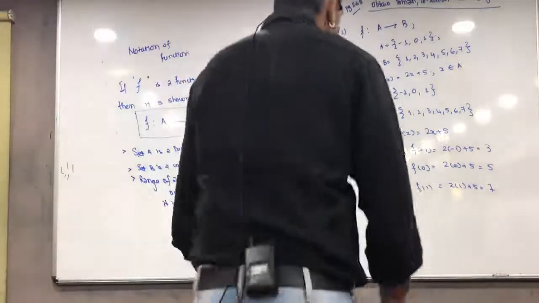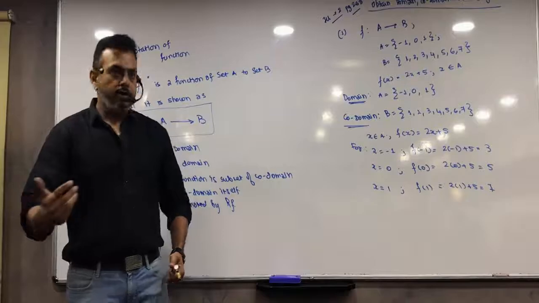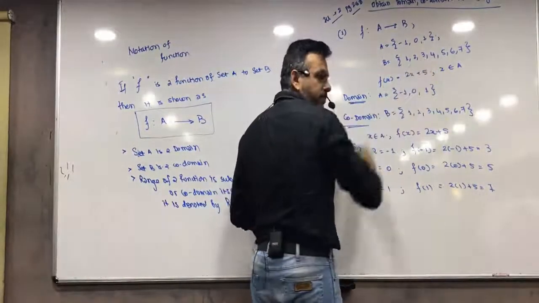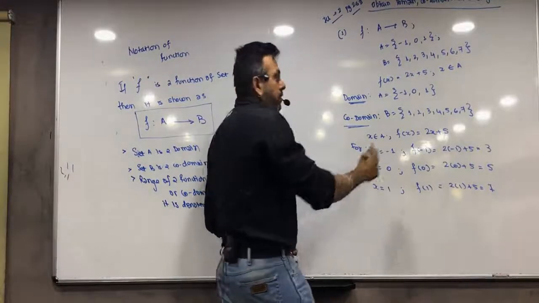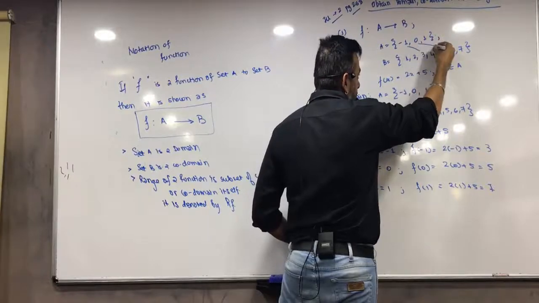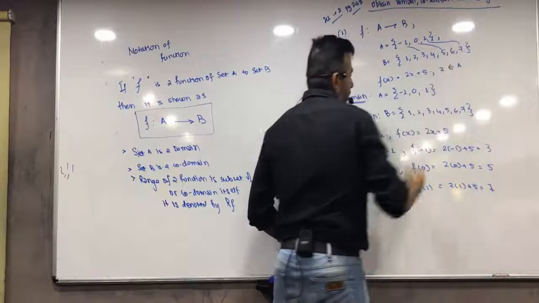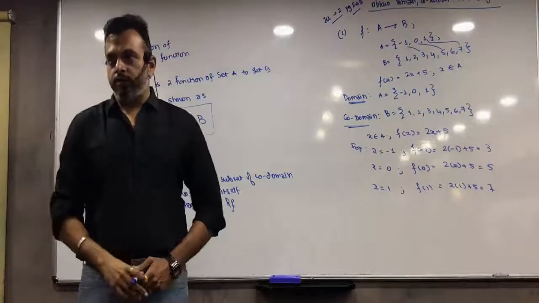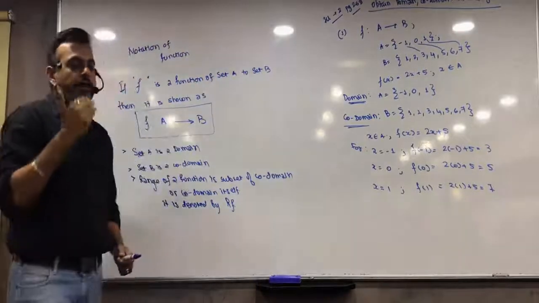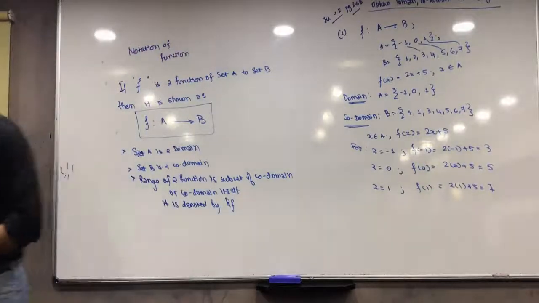Now you can see over here, we come back to our input-output concept. For input -1, output is 3. For input 0, output is 5. And for input 1, output is 7. So what is the range? 3, 5 and 7. All of you understood this. Can I say it is a subset of codomain? Okay, write down.